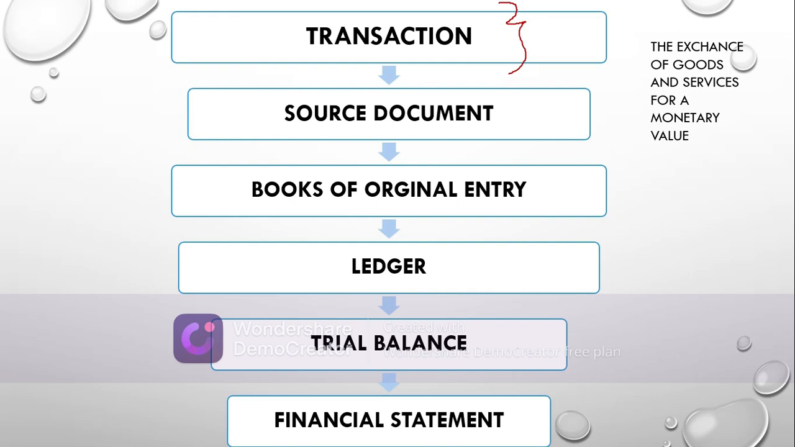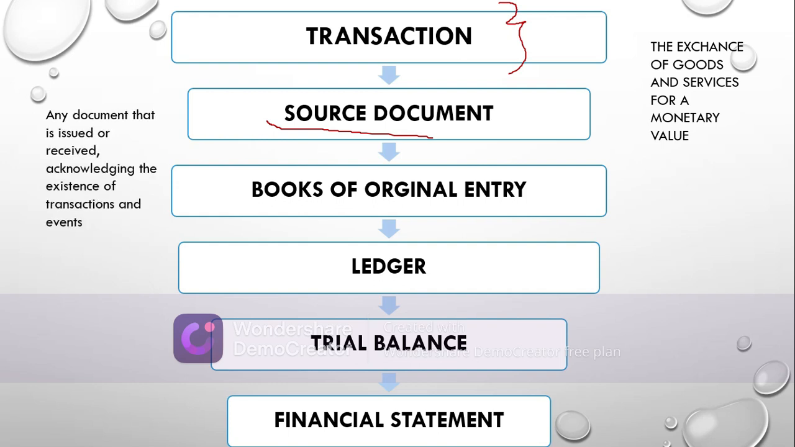The second on my list is the source documents, which, also in my last video, I gave a definition of: any document that is issued or received acknowledging the existence of transactions and events. Now, transactions only occur when there is evidence, and this evidence is what we know as the source documents.